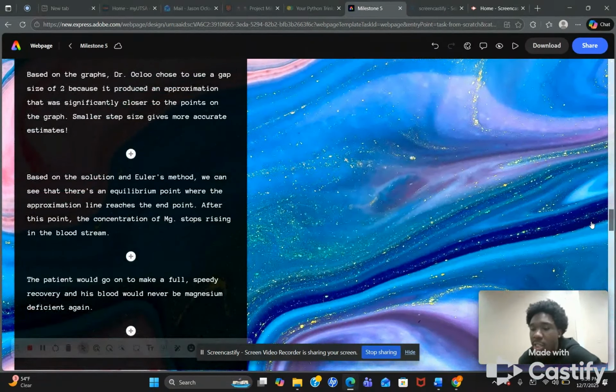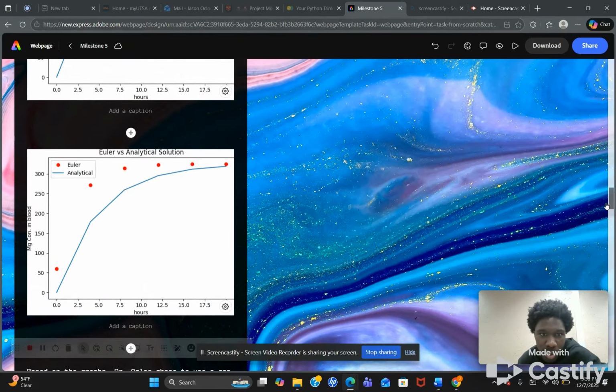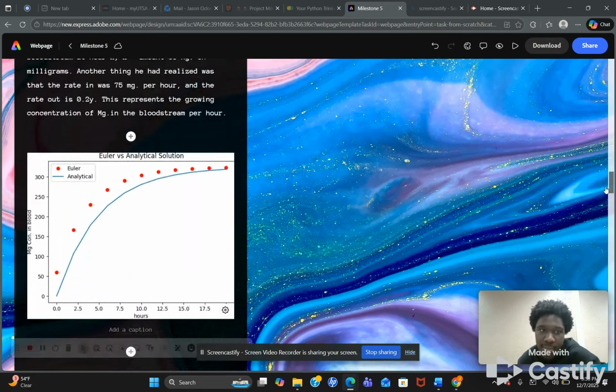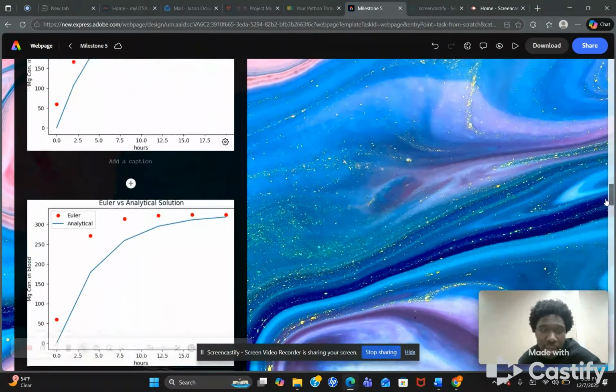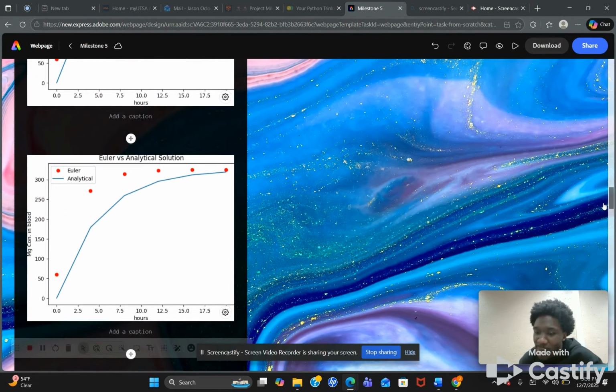Based on the solution and Euler's method, we can see that there's an equilibrium point where the approximation line reaches the last endpoint. After this point, the concentration of Mg, or magnesium, in the blood stops rising. So we can go back up here and we see at this point where the last red dot reaches the blue line, that is the equilibrium point, the maximum amount of magnesium that the bloodstream can hold. And luckily for us, that's the exact amount that we need.